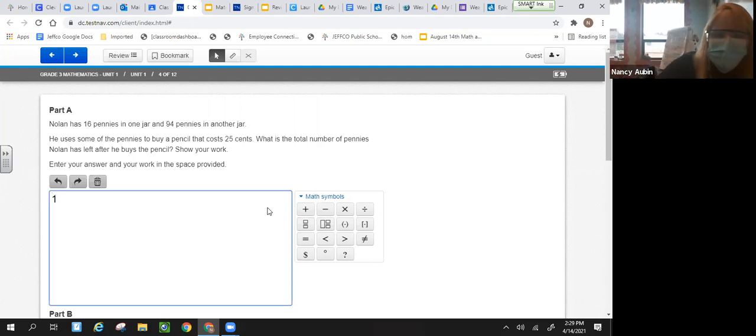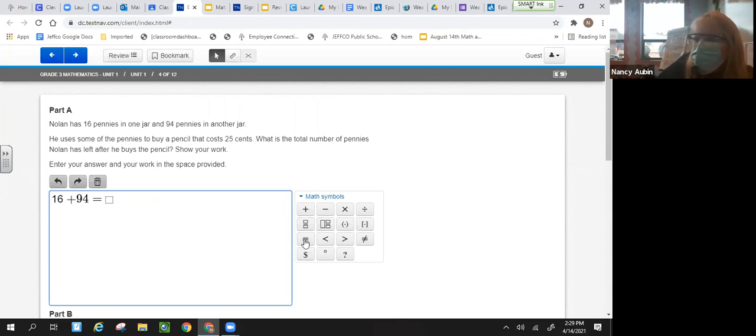So on my computer, now this is super duper important. I have to write 16 and then look at what I get to do. I hit plus, it comes up for me. Plus 94, right? I can even hit the equals and then it gives me a box. Now, can I do that in my head? Even if you think you can, I don't want you to.